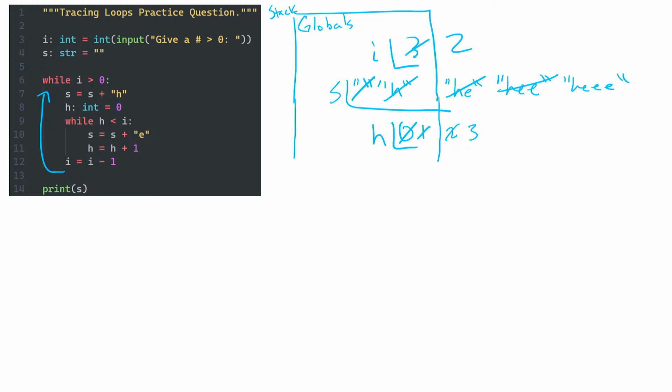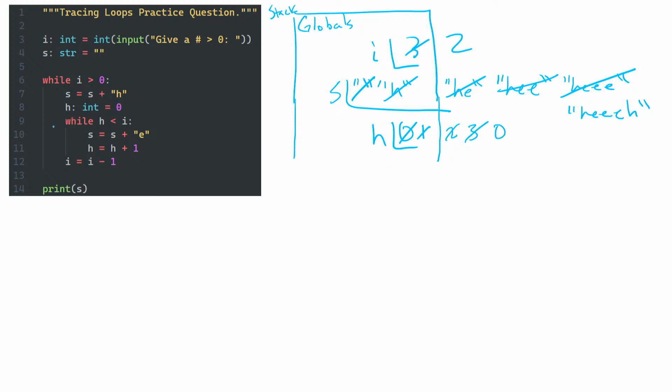Well, I is 2, so that's true. It is greater than 0. We go back in, and here we reach this line again. S is assigned to the current value of S concatenated with H. Well, the current value of S is H with 3 E's, so we're replacing that value to be H-E-E-E-H. We're taking that current value of S, adding an H onto the end of it, and then replacing S's value with it. We're once again reestablishing H to be 0, so I'm just going to replace H.